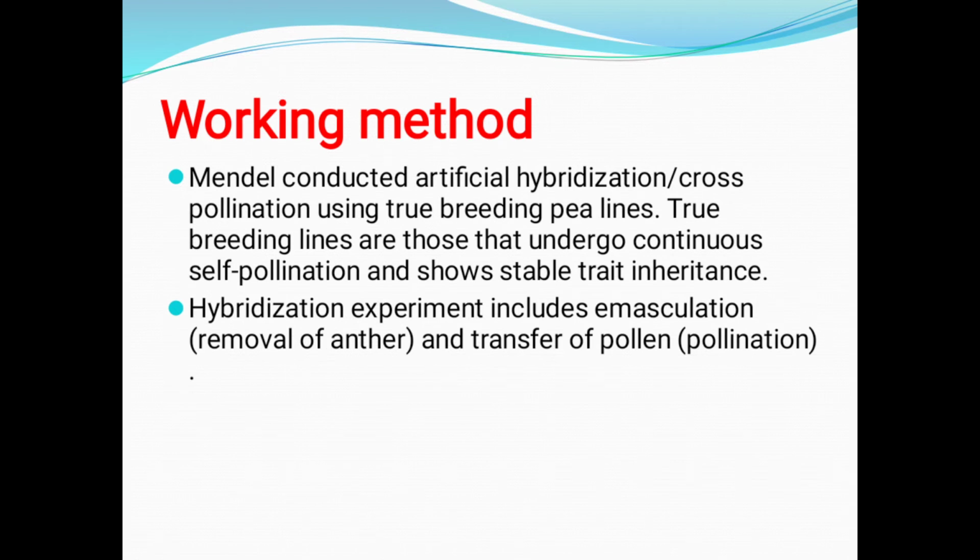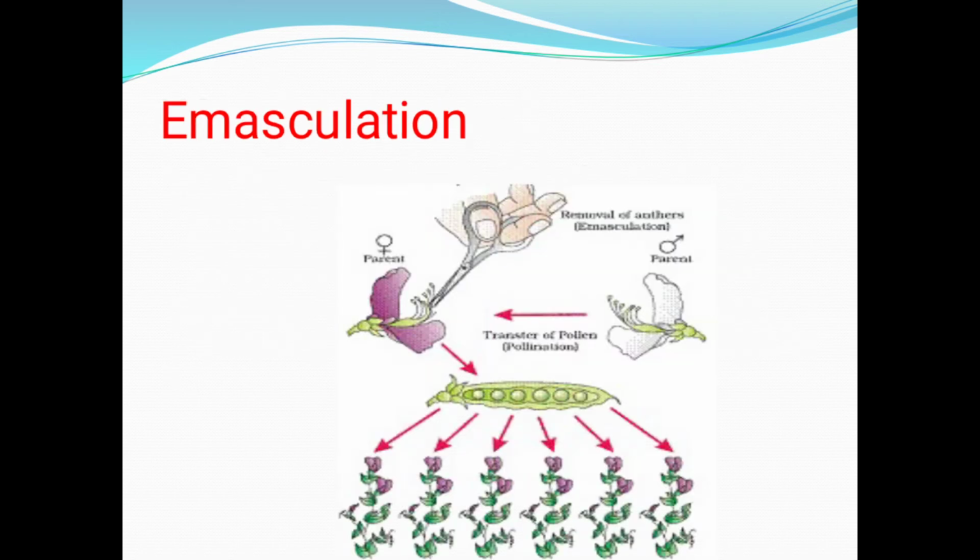Mendel conducted artificial hybridization or cross-pollination using true breeding pea lines. True breeding lines are those that undergo continuous self-pollination and show stable trait inheritance. Hybridization experiment includes emasculation, that is, removal of anther, and transfer of pollen, that is, pollination. Here is the picture of emasculation. It's nothing but the removal of anther with the help of scissors.